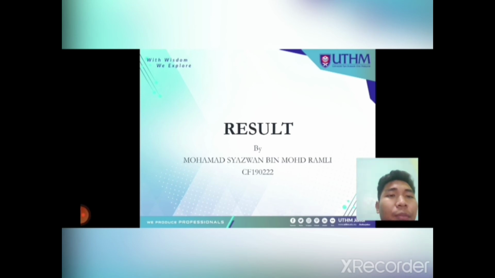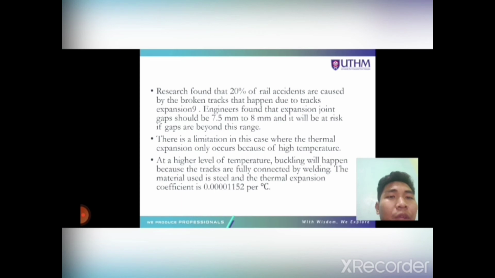Today I want to explain about the result of our project. Research found that 20% of rail accidents are caused by broken track and happen due to track expansion. Engineers found that the expansion joint gap should be 7.5 mm to 8 mm, and it will be at risk if gaps are beyond this range.